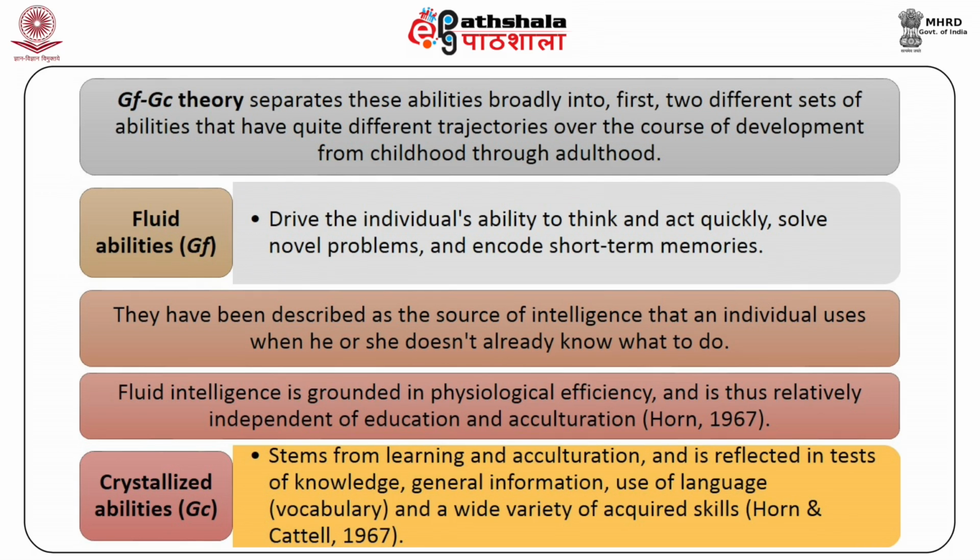Fluid abilities, denoted by Gf, drive the individual's ability to think and act quickly, solve novel problems, and encode short-term memories. They have been described as the source of intelligence that an individual uses when he or she doesn't already know what to do. Fluid intelligence is grounded in physiological efficiency and is thus relatively independent of education and acculturation. The other factor, encompassing crystallized abilities denoted by Gc, stems from learning and acculturation and is reflected in tests of knowledge, general information, use of language, and a wide variety of acquired skills.